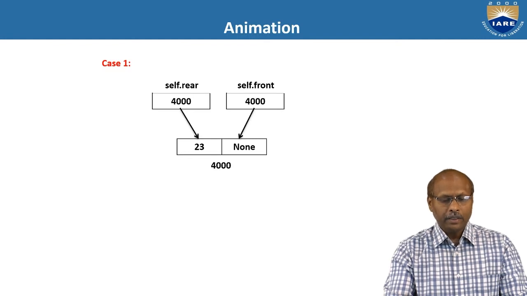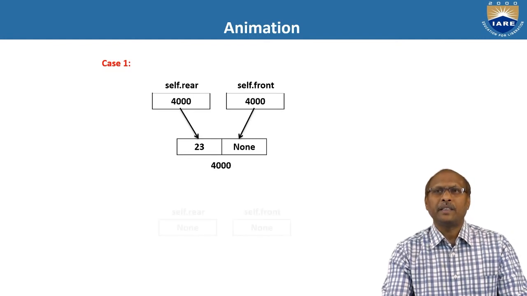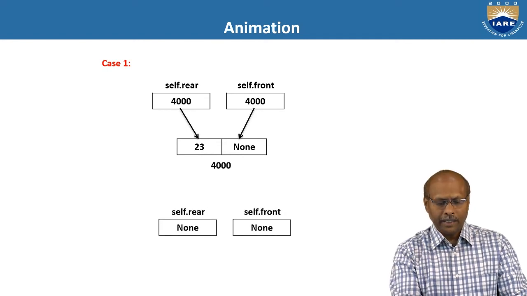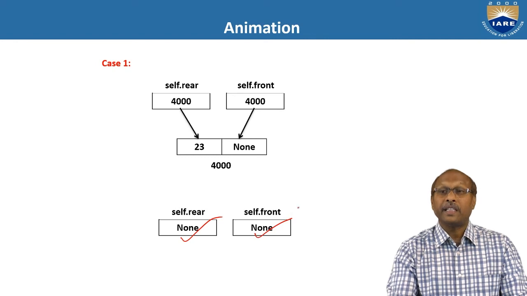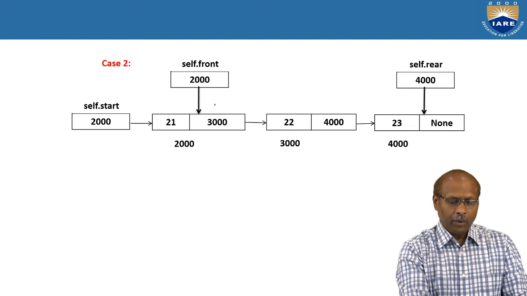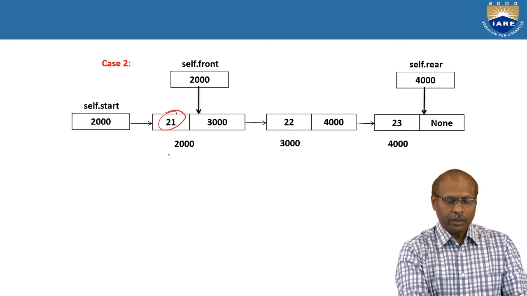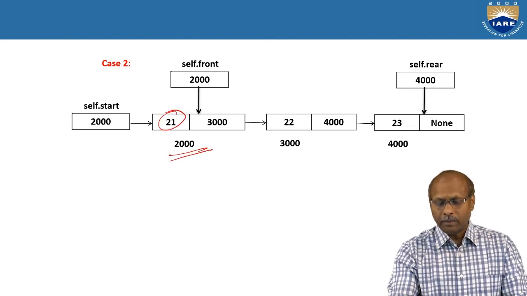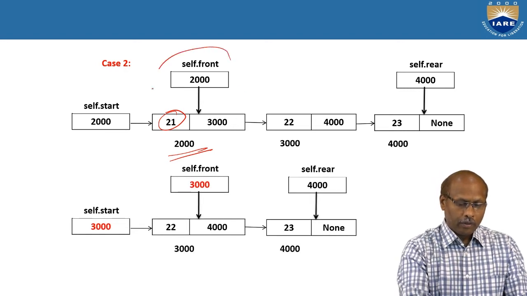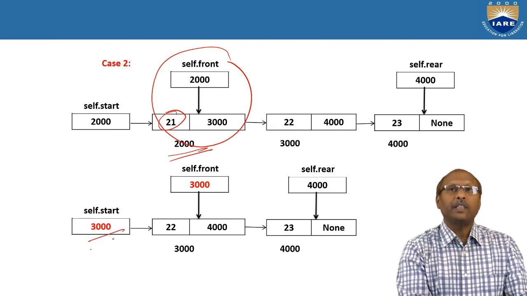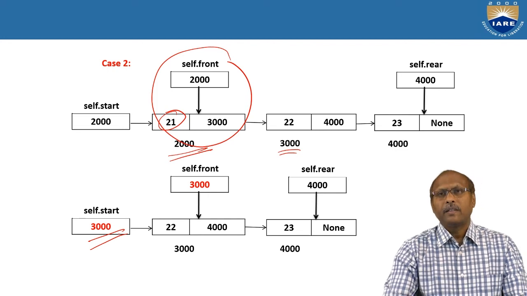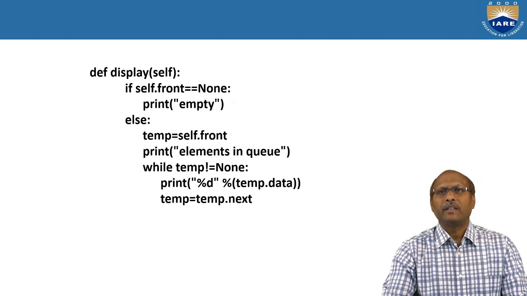Okay. So you can see the animated way of representing this. When there is a single node, that will be removed. Then rear is none as well as front is none. When there are multiple nodes, my front has to move forward. Now here the front is 21, whose address is 2000. If you want to delete this one, now this node is gone. Now the front becomes 3000. That means the second node's address has come here. So front will be deleted.